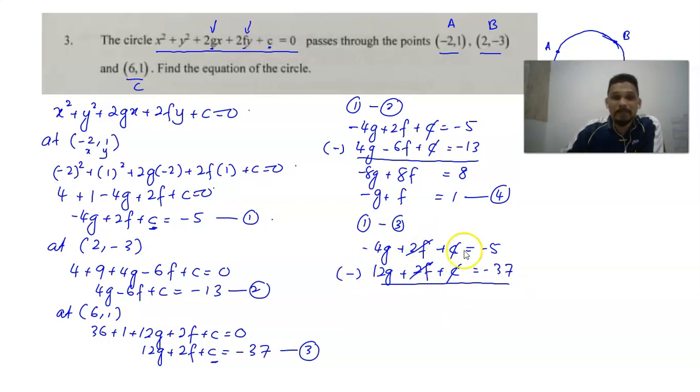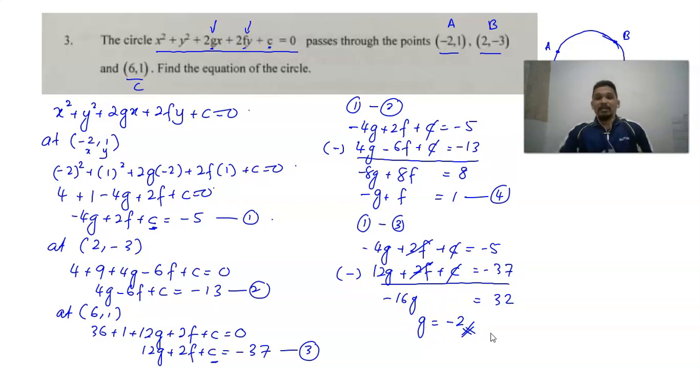Okay, you're quite lucky. So negative 4g minus 12g, negative 16g. Negative times negative equal to positive. So negative 5 plus 37, 32. Then g equal to 32 divided by negative 16, negative 2. So meaning we can certainly use the value of g, negative 2, and substitute. I prefer to use equation 4 here.